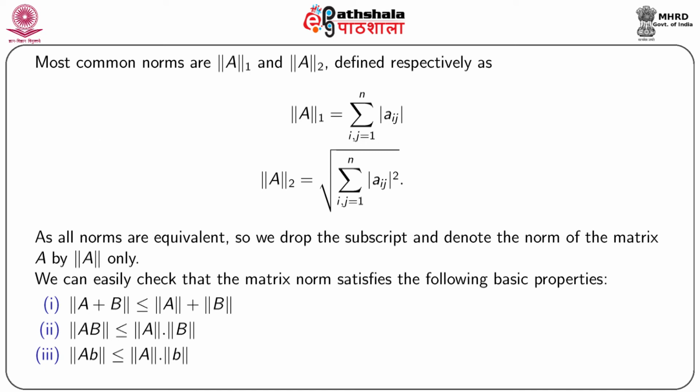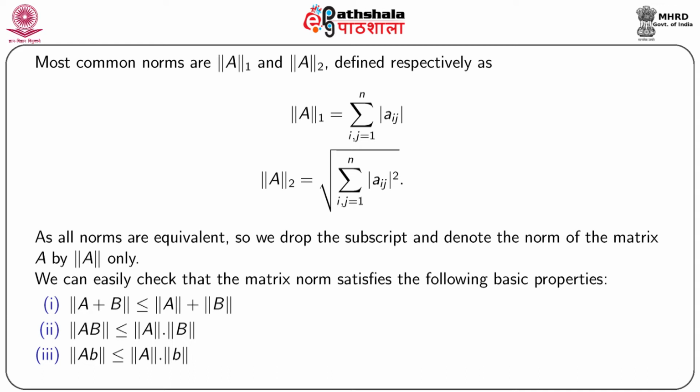The most common norms are norm 1 and norm 2 of the matrix A, which we define as norm A, the first one, is equal to summation i,j equal to 1 to n of mod of aij, and the second norm of the matrix A is equal to square root of summation i,j equal to 1 to n of mod of aij squared. As all the norms are equivalent, we will drop the subscripts 1 and 2, and denote the norm of the matrix by norm A only.